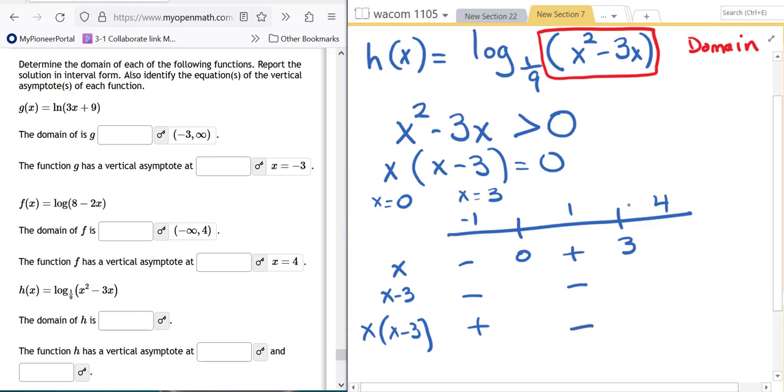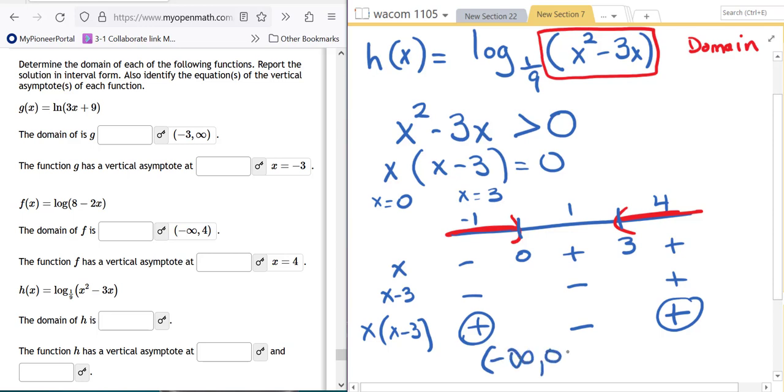And then we'll put 4. 4 into x will be positive. 4 minus 3 is 1, positive, and multiplying two positives gives us a positive. We want it to be positive, so we want these two sections with parentheses. So interval notation will be negative infinity to 0, union 3 to infinity.